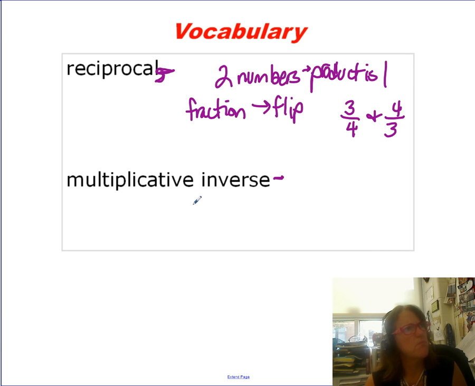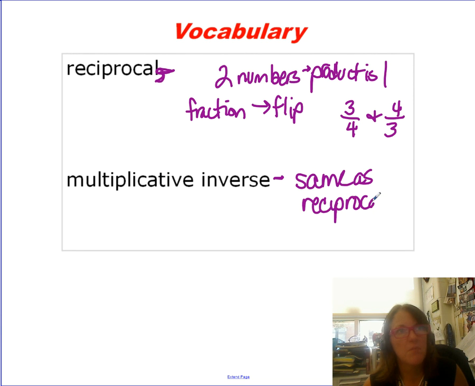Now, this word, multiplicative inverse, is very similar to what you saw the other day with additive inverse, meaning the same as opposite. Multiplicative inverse is really a synonym for the word reciprocal. Okay? It's the same as the reciprocal. It is a number. When you write it as a fraction, invert it. There you go. Now, why do we need to know this?